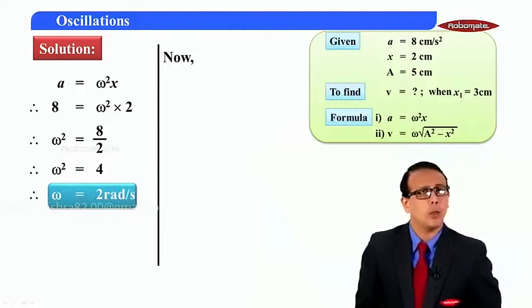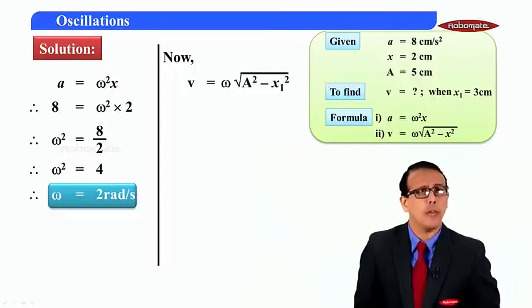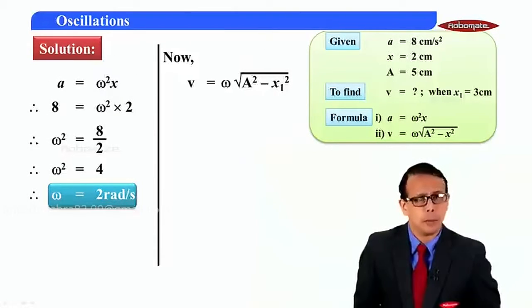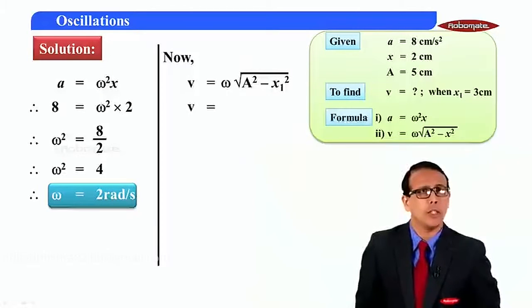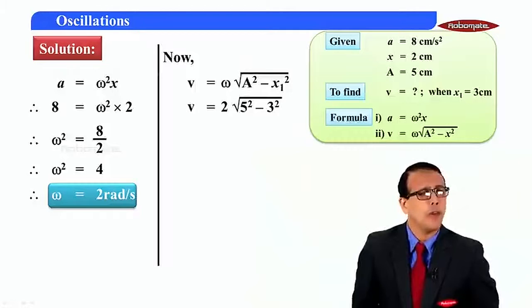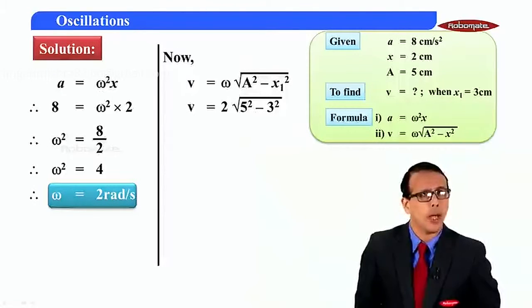Now let's move on to the formula of velocity. v is equal to omega root of a square minus x square. Now look, students, on the right hand side, I have already got the value of omega as 2. Amplitude is given as 5 and the corresponding displacement for the given velocity is 3 cm. Let's substitute the respective values now. So v is equal to 2 root of 5 square minus 3 square.